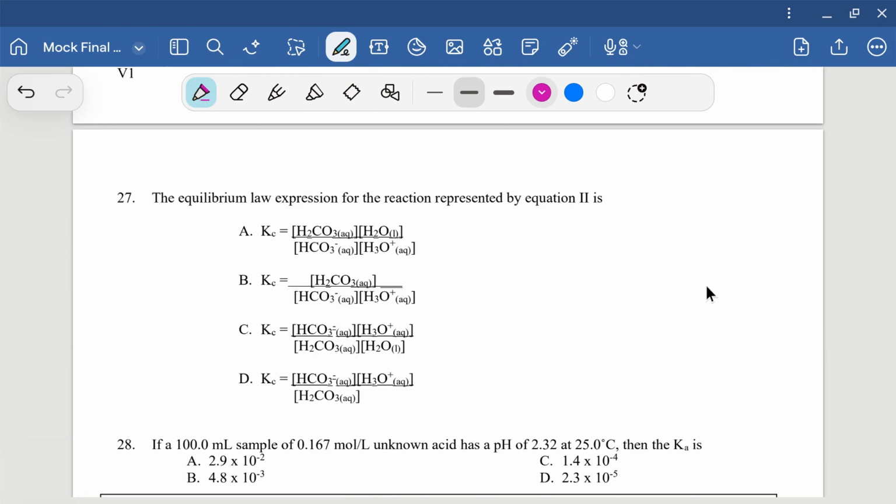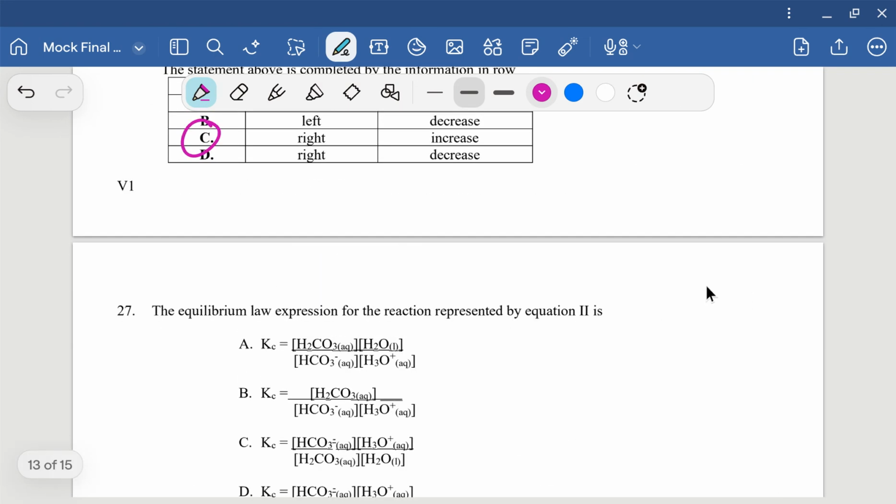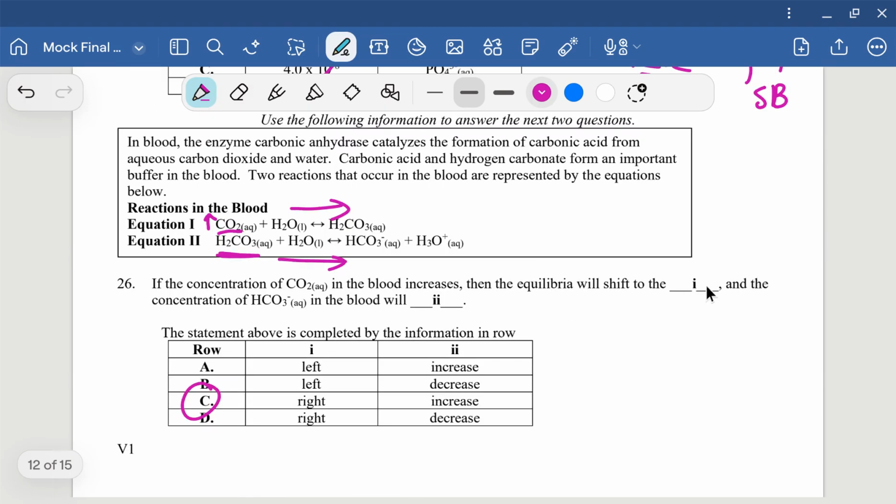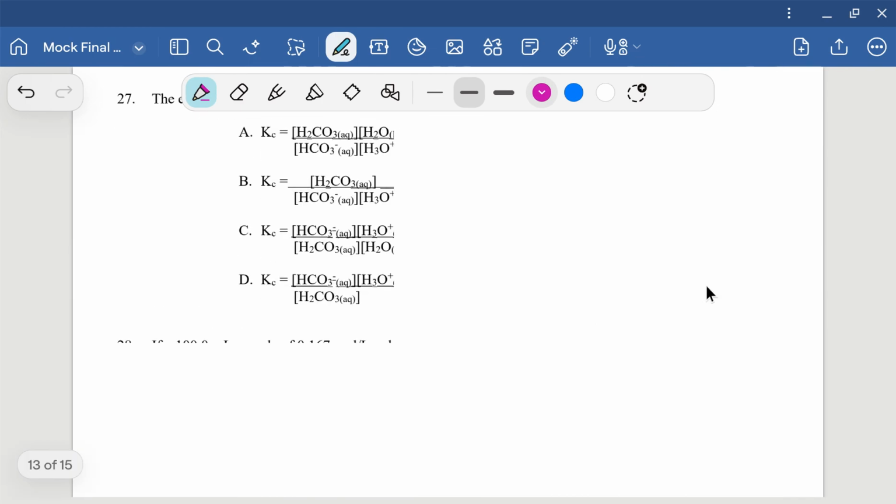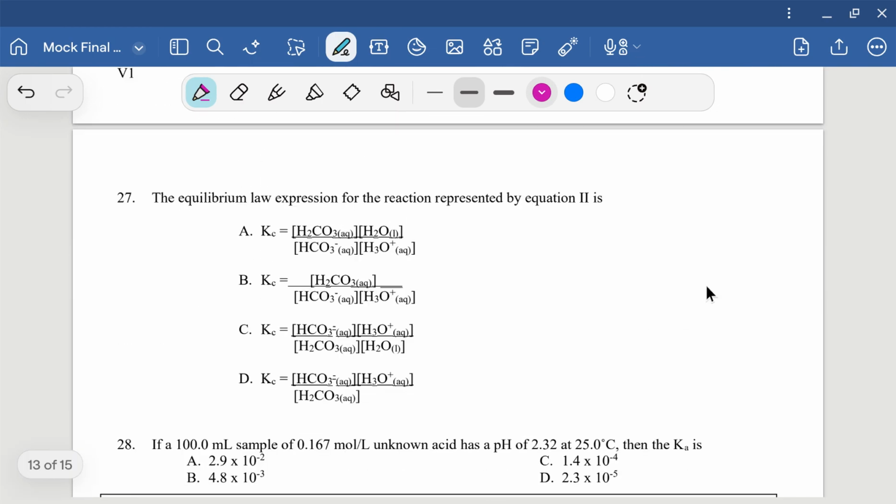Okay. The equilibrium concentration for equation 2, so I just want to peek at equation 2 again. Within this, we would not include water, and then it's products over reactants. So we'd have, it looks like it's going to be D, just going between the two pages there. And then moving on to this next one, which is a calculation.